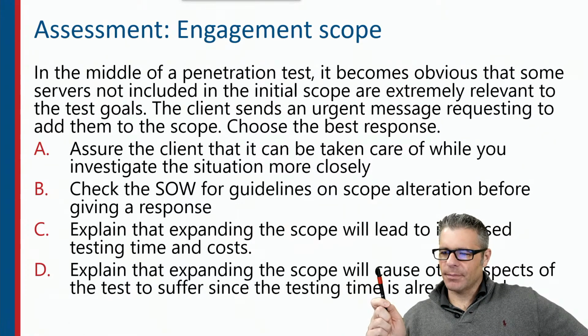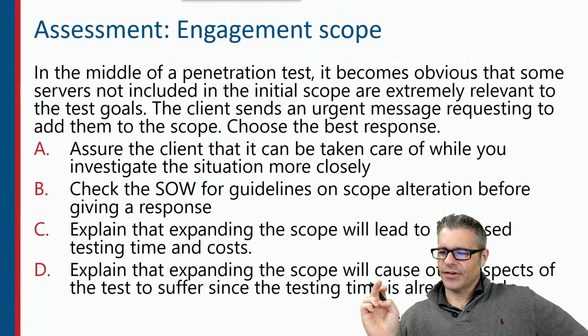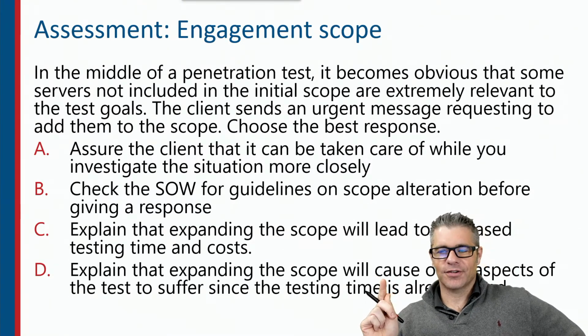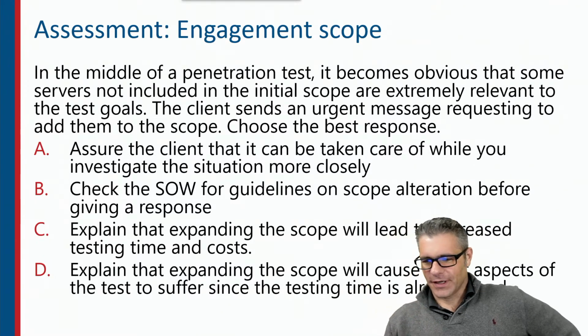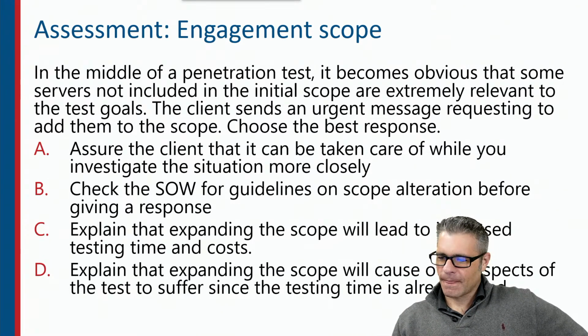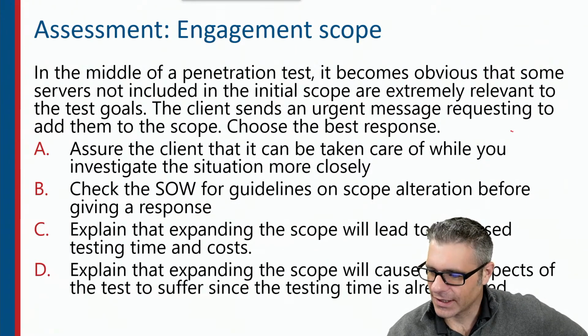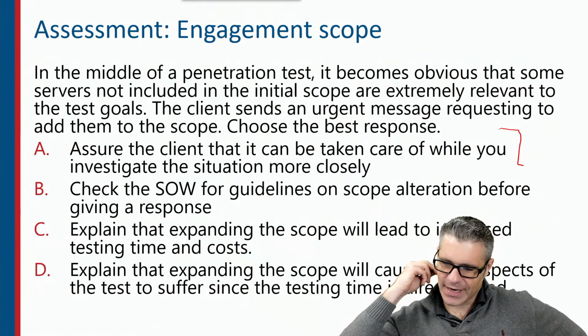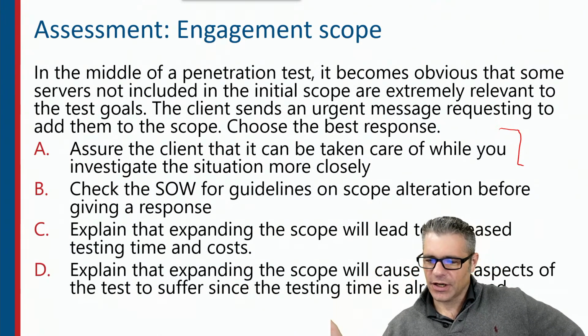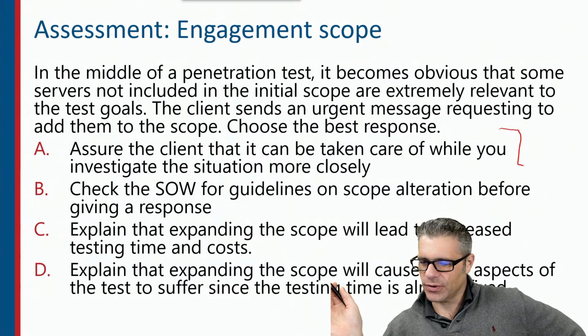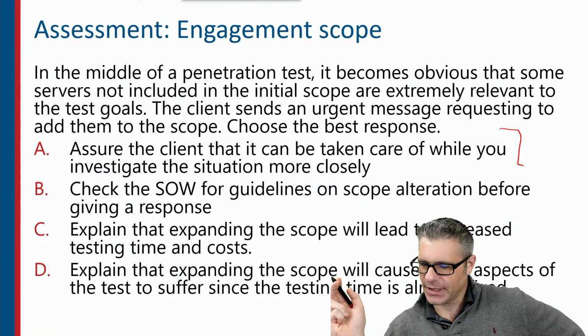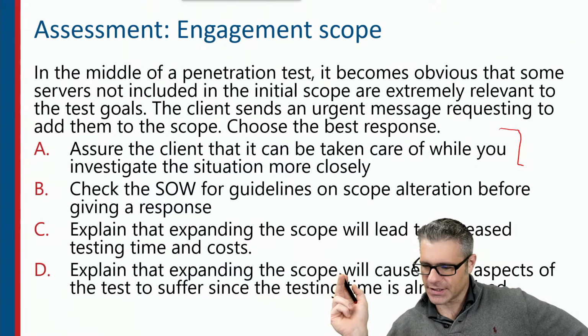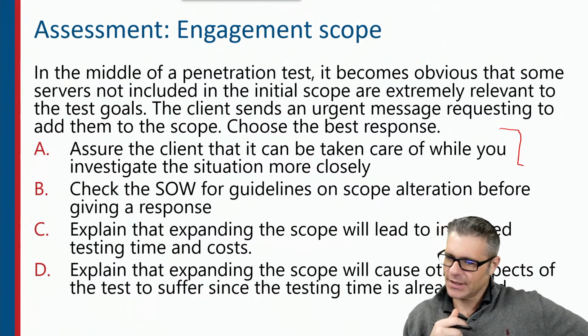All right. In the middle of a penetration test, it becomes obvious some servers not included in scope are extremely relevant to the test goals. The client sends an urgent message requesting them to be added to scope. Choose the best response. Assure the client that it can be taken care of while you investigate the situation more closely. Check the statement of work for guidelines on scope alteration. Explain that expanding scope will lead to increased testing time and cost. Explain that expanding scope will cause other aspects of the test to suffer since testing time is already fixed.